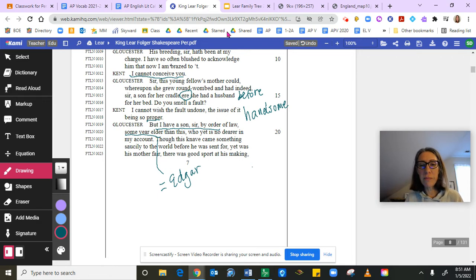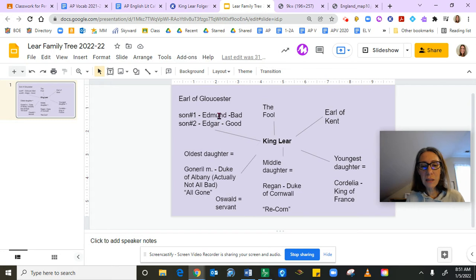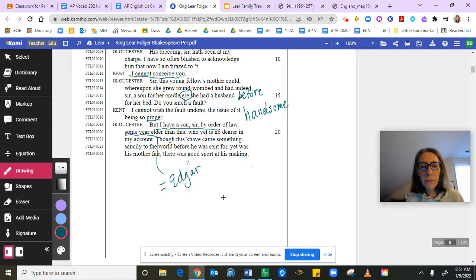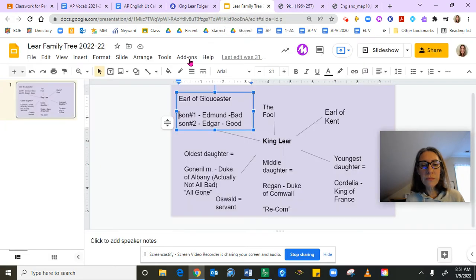This is so typical of me. Look at that. I put them in the wrong order. Saying that Edgar is older. Oopsie. Let's fix that.